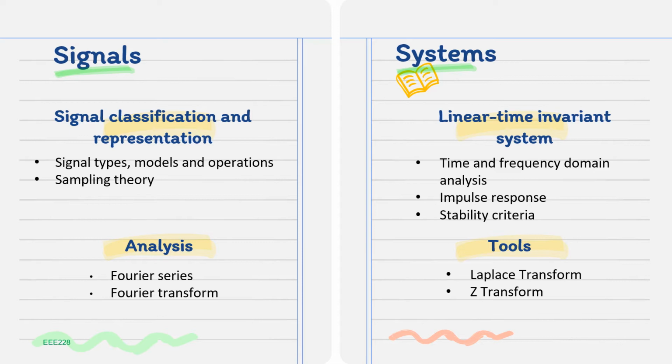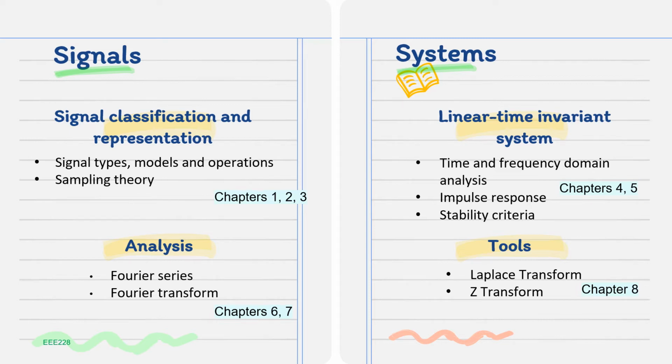But then for this course, if we look at it overall, in chapters 1, 2, and 3, you learn about signal classification and representation. But chapters 4 and 5 are about the linear time invariant systems. Chapters 6 and 7 are about the analysis. And in chapter 8, in this course, you learn the Z transform.